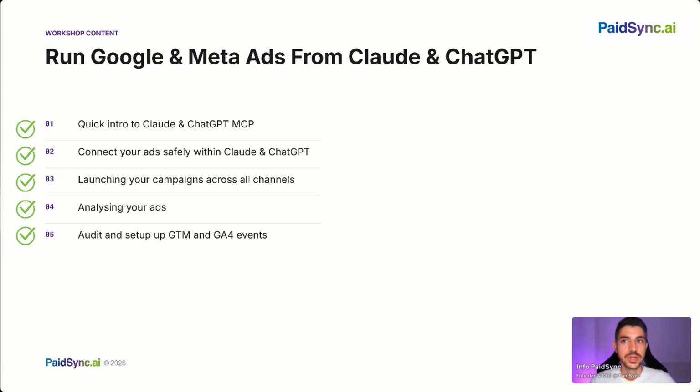So we covered, this is just a recap. We covered what is MCP. We covered how to connect your ads with ChatGPT and Claude. Not ChatGPT, but the same concept, mainly with Claude. But it works exactly the same way with ChatGPT. Launching your campaign across Google and Meta ads, you can do the same thing within the rest of the channels as well. However, due to the time limit, we cannot do it with all the channels. But it can be in another webinar, analyzing your ads and auditing and setting up Google Tag Manager and GA4.